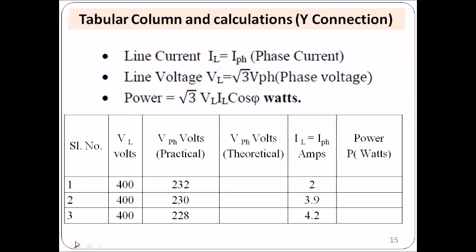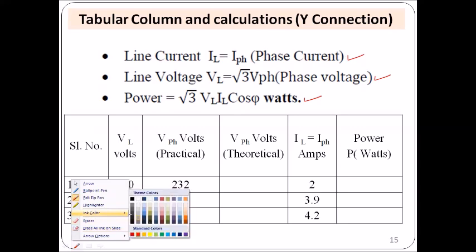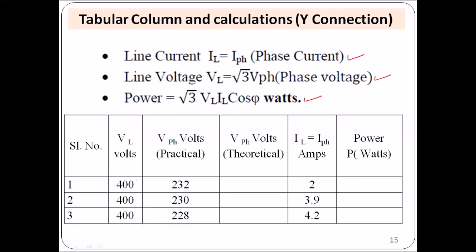Now we shall discuss the calculation part for this experiment. Here we shall discuss the calculations for star connection and delta connection separately. So these are the formulas which we have to use for the calculation, and you can see that whatever readings we have recorded during the experiment have been written over here. These are nothing but the values from our experiment. Okay, so these are the practical values. Now, in the tabular column, we have to calculate V phase theoretical, that is the theoretical phase voltage.